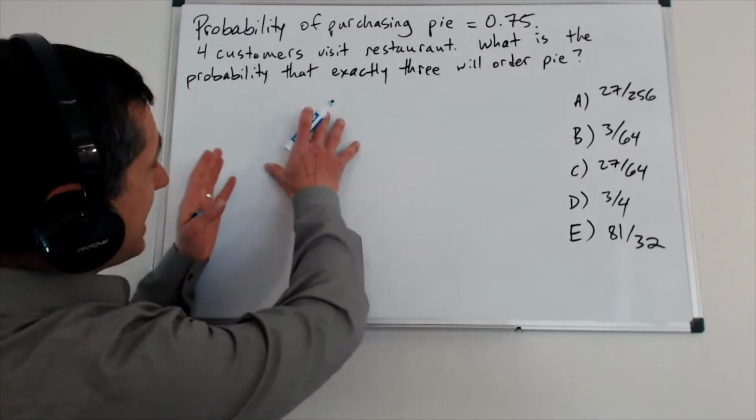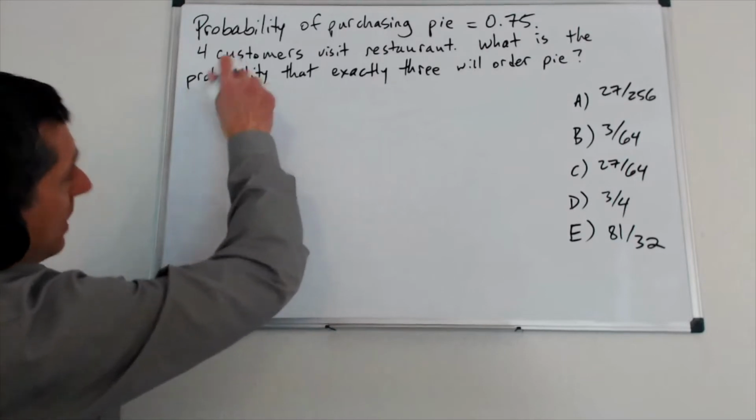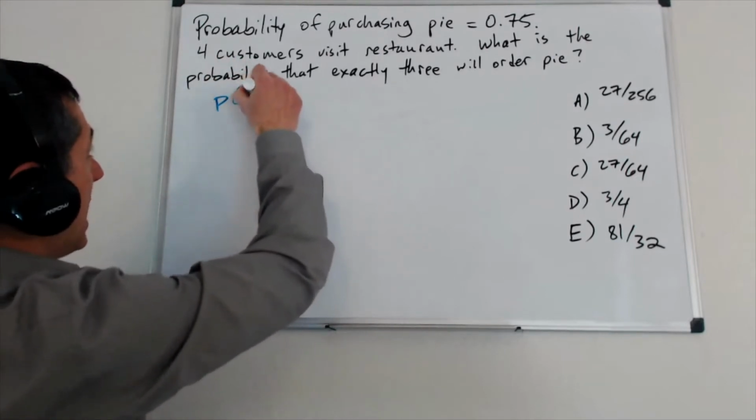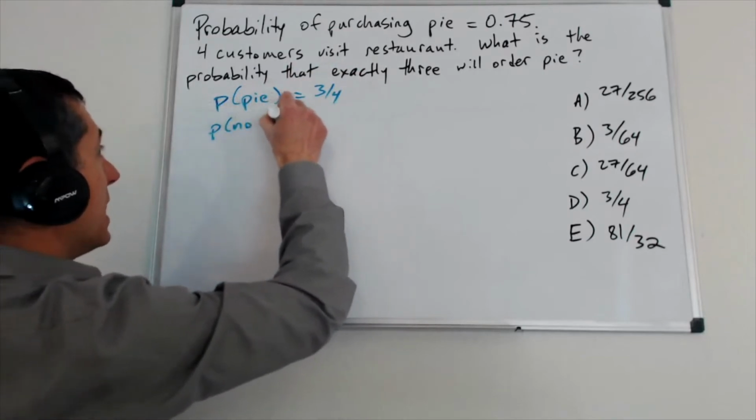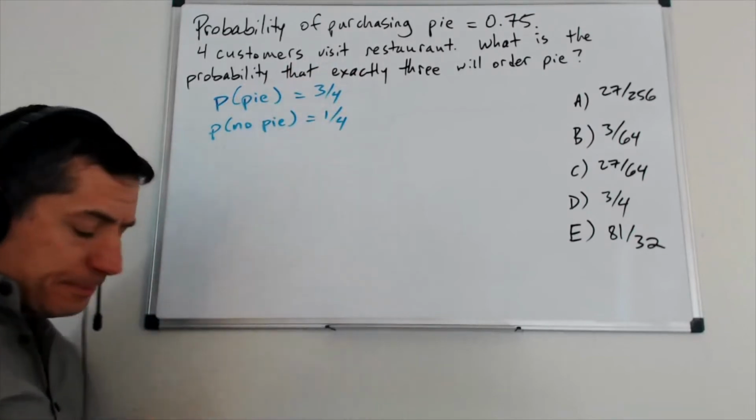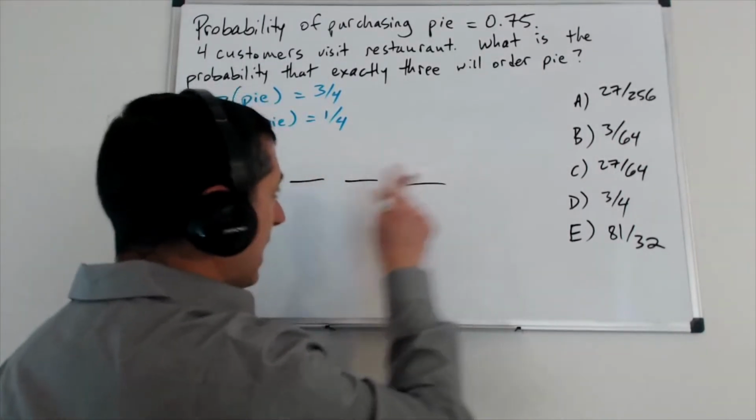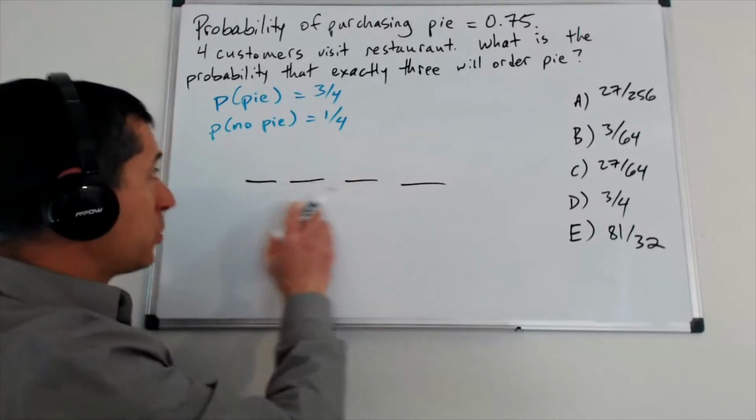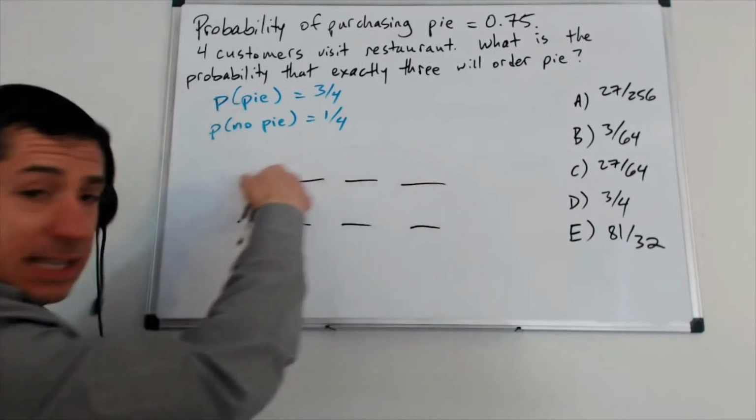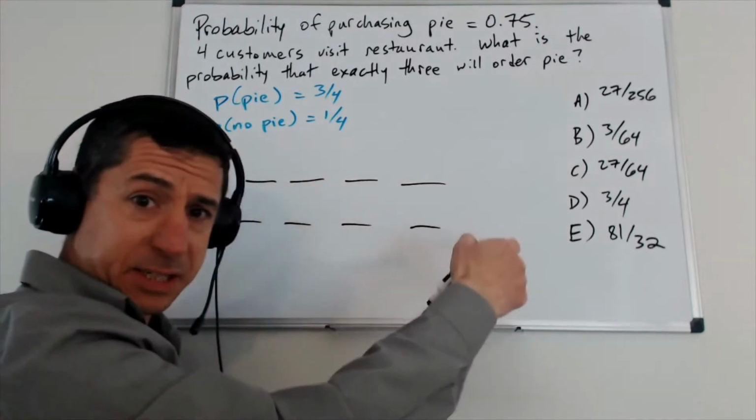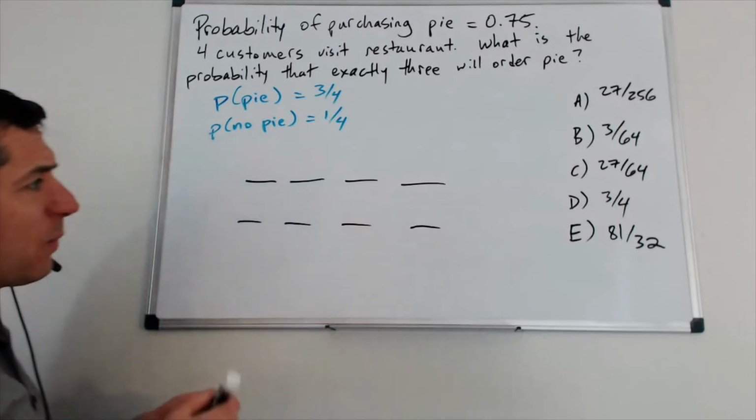So I could start by saying, well, okay, exactly 3 will order pie. So just to write down the exact numbers here: the probability of ordering pie is 3/4. The probability that you do not order a pie is 1/4. And I could go through and do our good old thing of these 4 different selections, 4 different customers walk in. And there's a whole bunch of different ways that you could get at this, because it doesn't matter which of these customers does and does not order the pie, as long as you have 3 that do and 1 that doesn't. So how many ways are there to set that up?